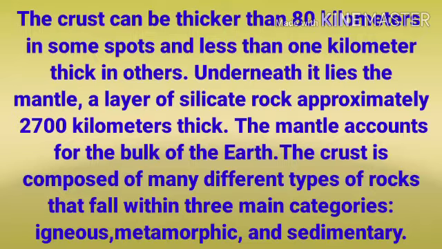Underneath it lies the mantle, a layer of silicate rock approximately 2700 km thick. The mantle accounts for the bulk of the Earth. The crust is composed of many different types of rocks that fall within three main categories: igneous, metamorphic, and sedimentary. You will study about the rocks in your chapter 5, Minerals and Rocks.